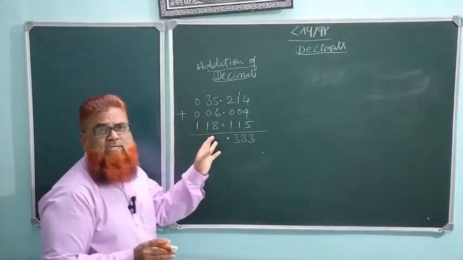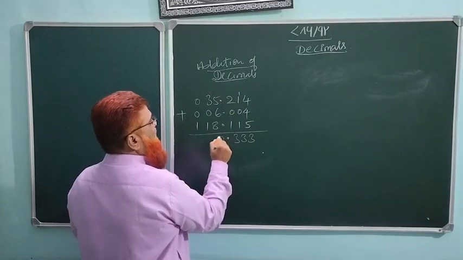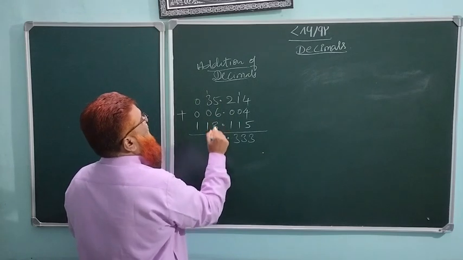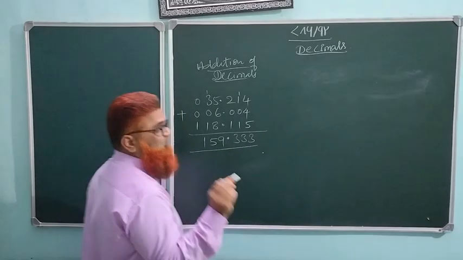Now still we have to add on the side of the whole part. 8 plus 6, 14, plus 5, 19. 1 carry, 1 plus 3 plus 1, 5, and this is 1. So the total sum of this number is 159.